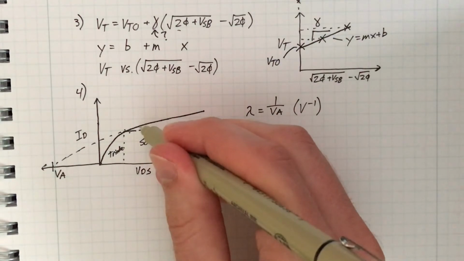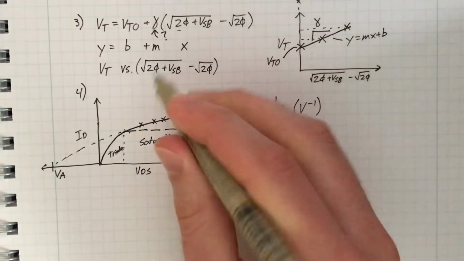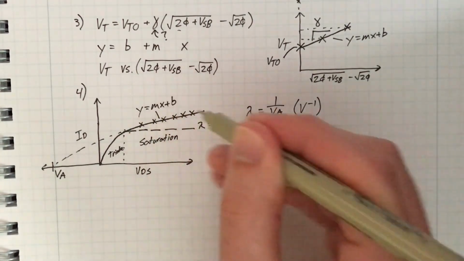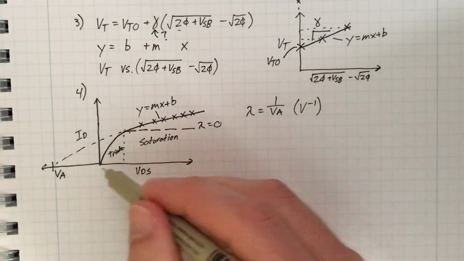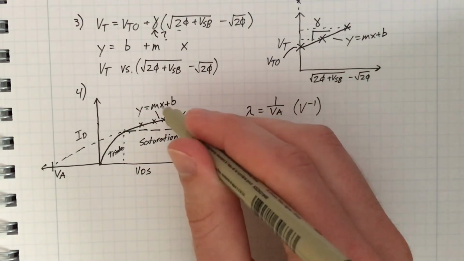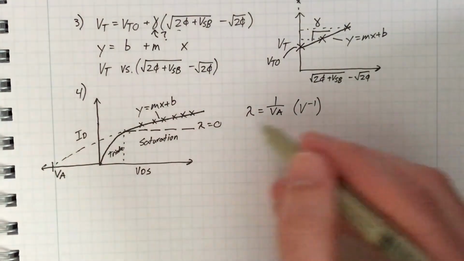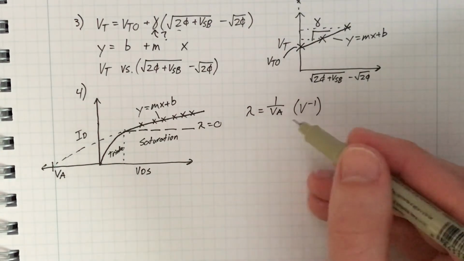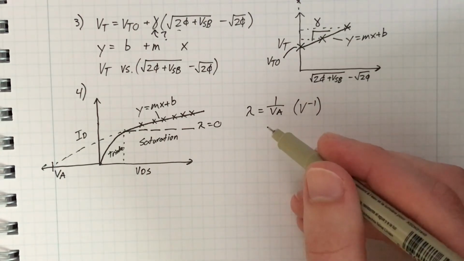So if we get multiple data points here, specifically in this saturation region, we can get a best fit line, y equals mx plus b, and we can use that to figure out, when y equals 0, what the value of x is. Well, that corresponds to VA, which is 1 over lambda. So that's how you would figure out lambda from this data. And you can do this for the NMOS and the PMOS. It works the same way.